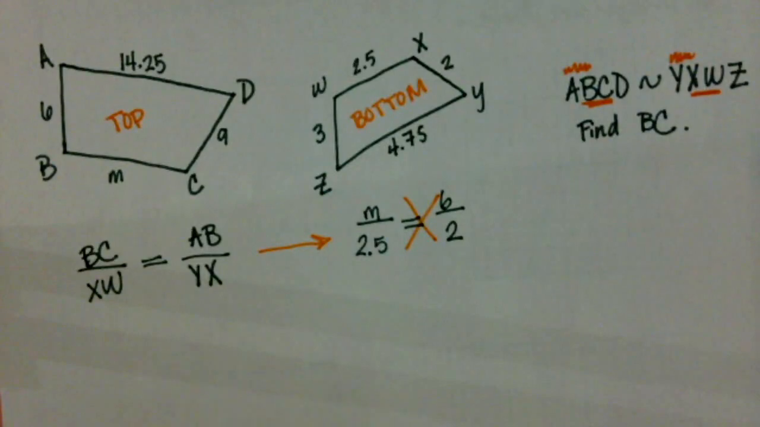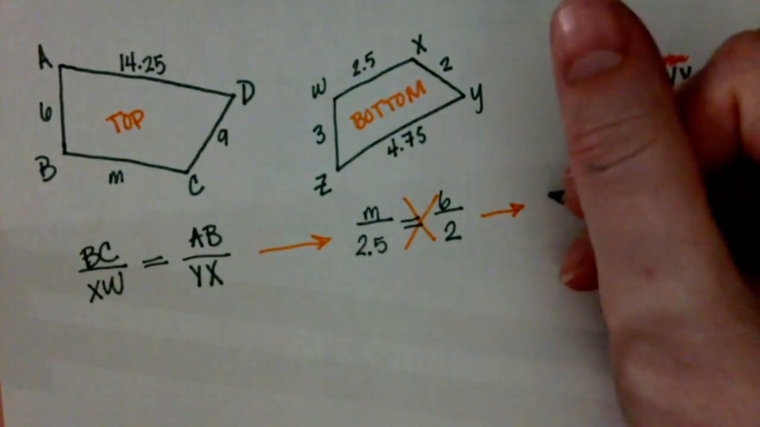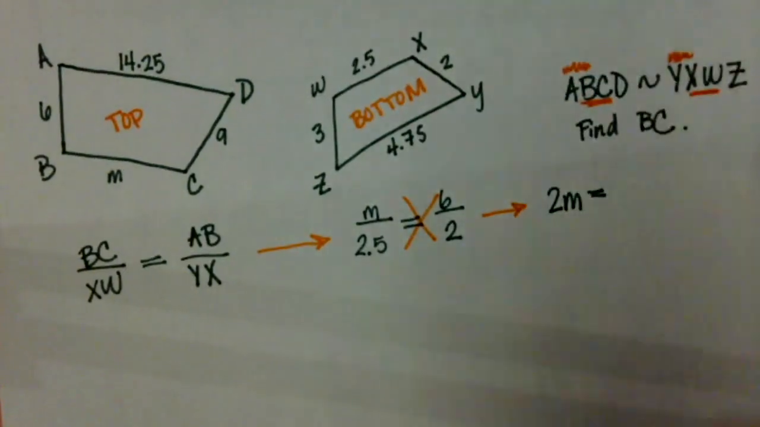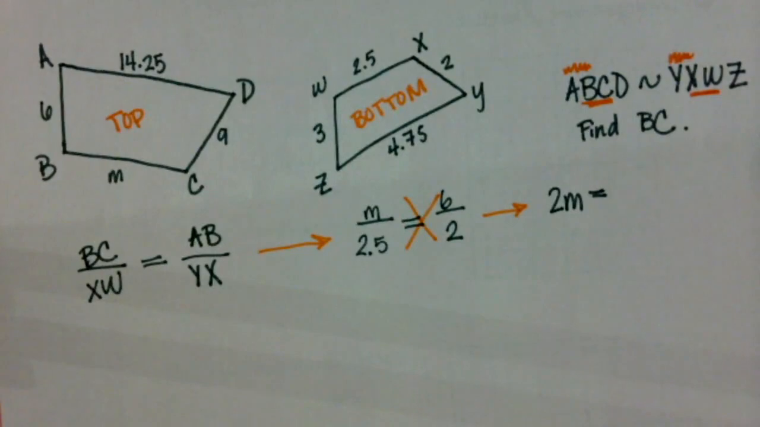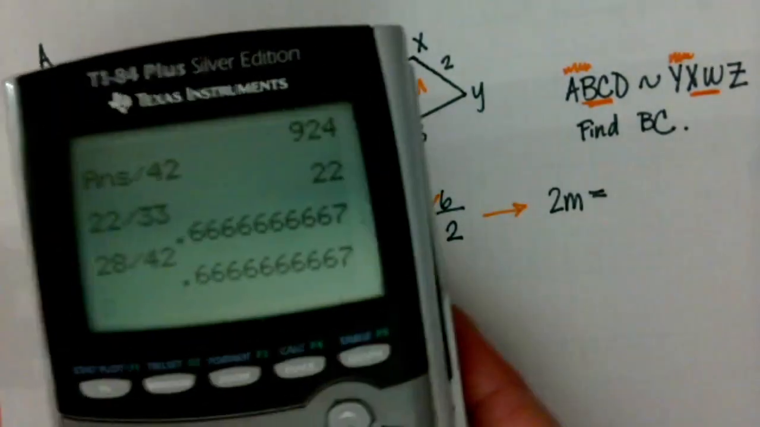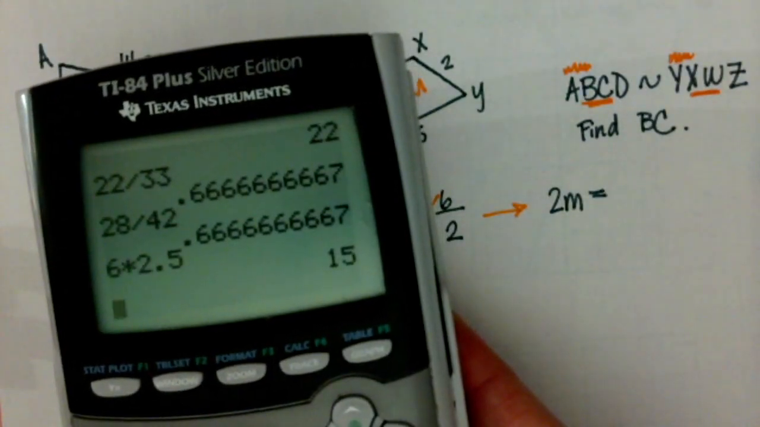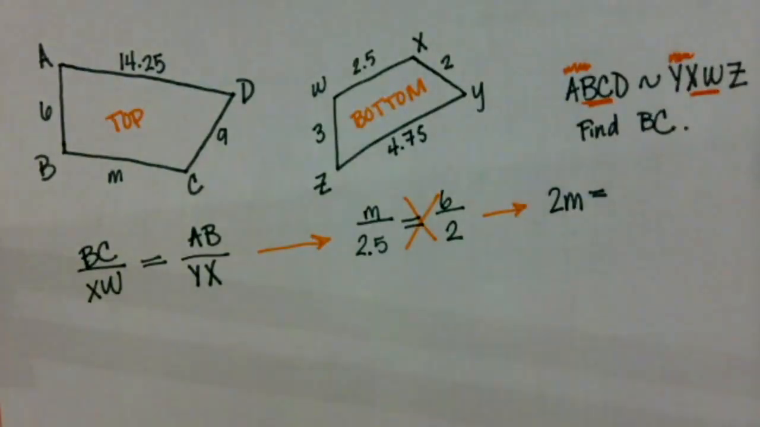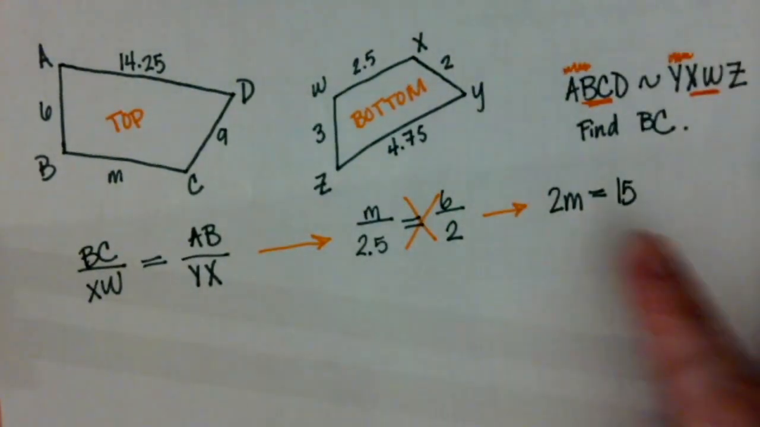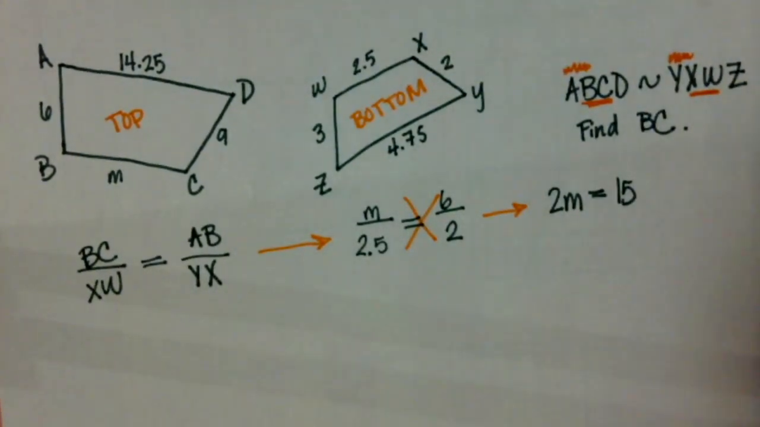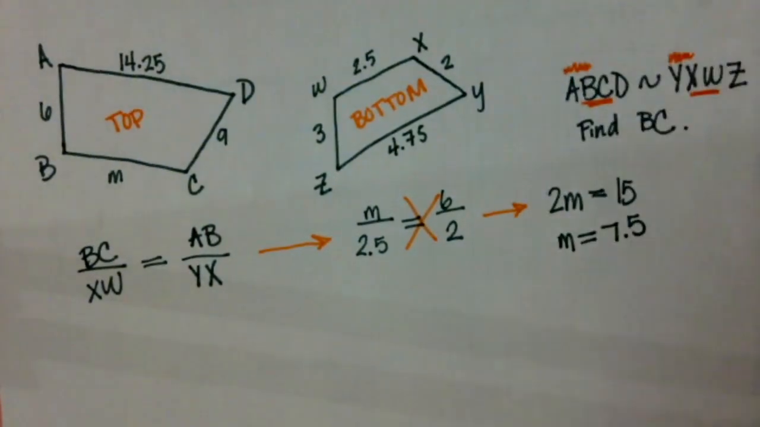When I cross multiply, 2M equals, and then I need to do 6 times 2.5, which is 15. And then divide by 2 on both sides to get 7.5.